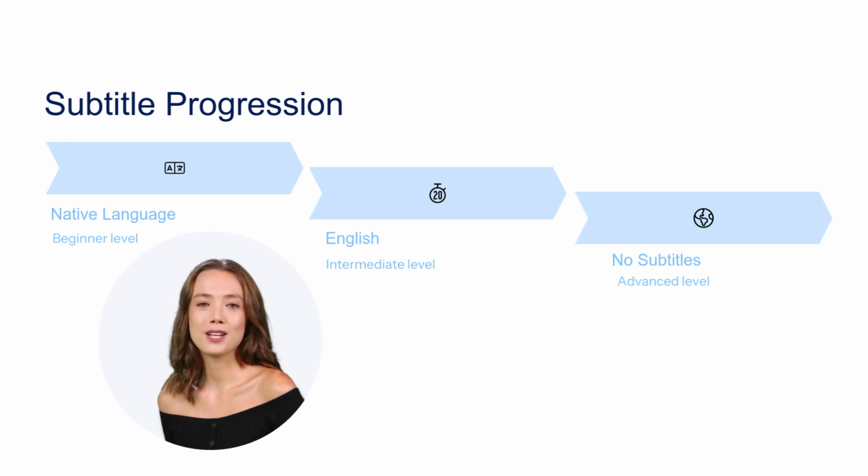So here's a smart way to use them. When you're just starting, use subtitles in your native language to get the gist of a conversation. Once you feel more confident, switch to English subtitles. This allows you to match the sounds you're hearing with the words you're reading. And finally, when you're ready, turn the subtitles off entirely. You'll be amazed at how much you can understand without them.